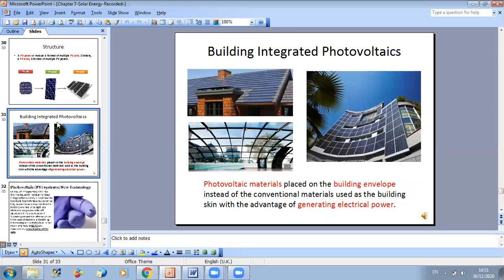Now, how do we integrate photovoltaic cells? You have several designs, and in architecture, we try to have them in a nice way. As you can see here, you can integrate them into building facades. You can put them on roofs. Photovoltaic materials can be placed on the building envelope instead of the conventional materials used as the building skin. This has the advantage that we can benefit from a higher surface area, and we can generate more electricity.